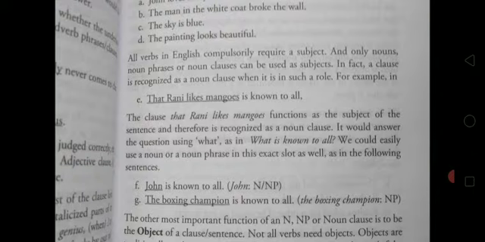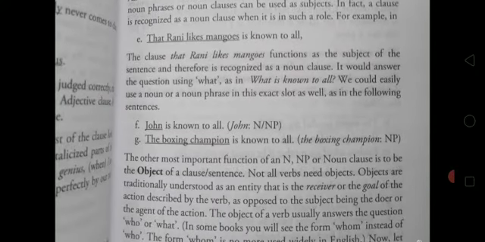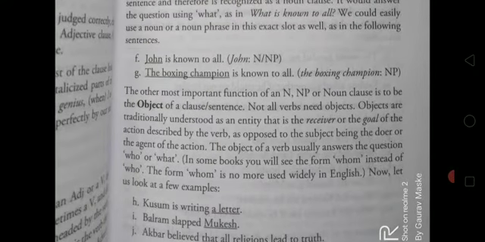We could easily use a noun or noun phrase in this exact slot as well, as in the following sentences. Let's see. John is known to all. John is a noun. The boxing champion is known to all. The boxing champion is a noun phrase. This is all about the noun, noun phrase and noun clause.